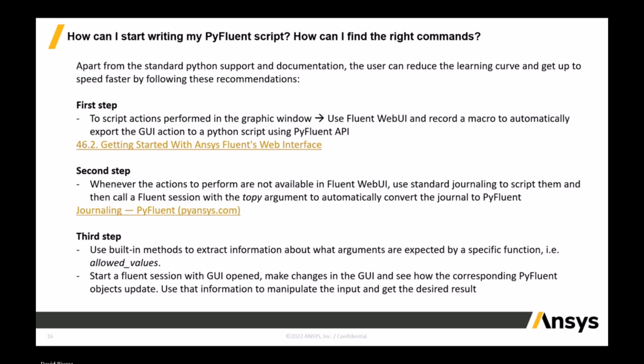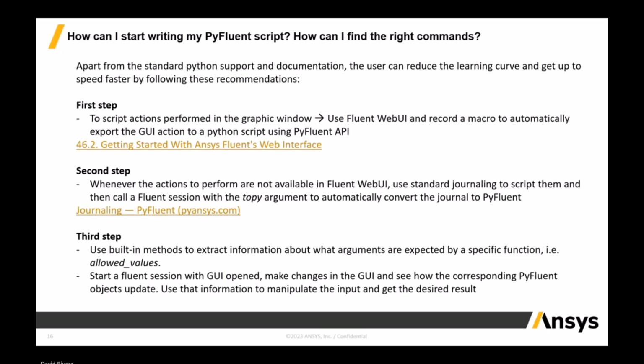For example, allowed values allows the user to know what kind of arguments a non-documented function is accepting, or some of the functions that haven't been migrated yet or implemented yet, they can consume.